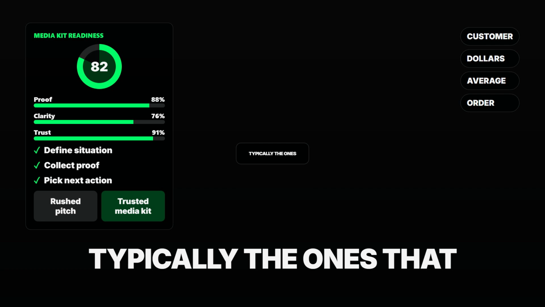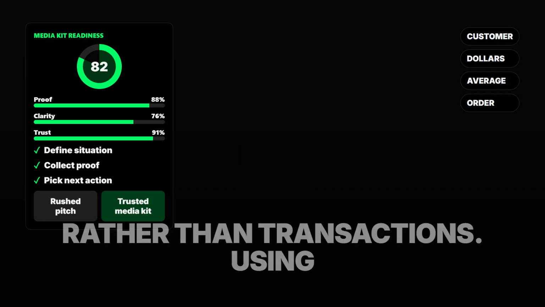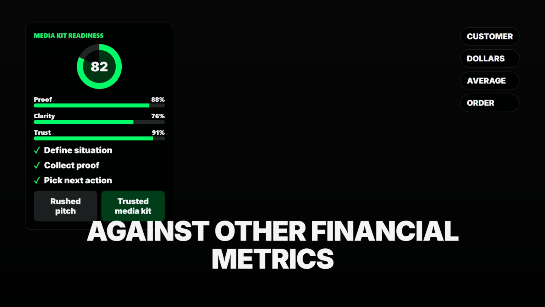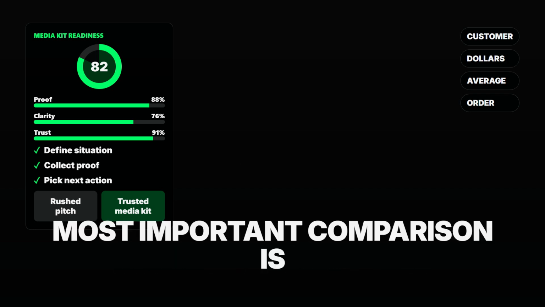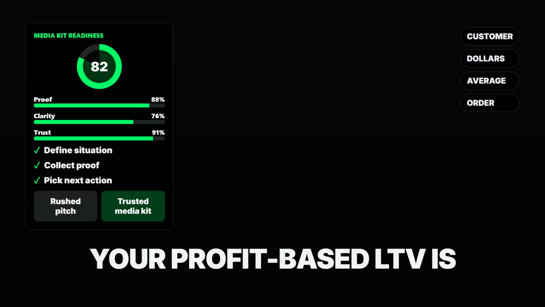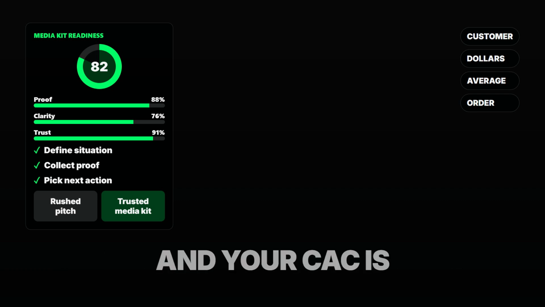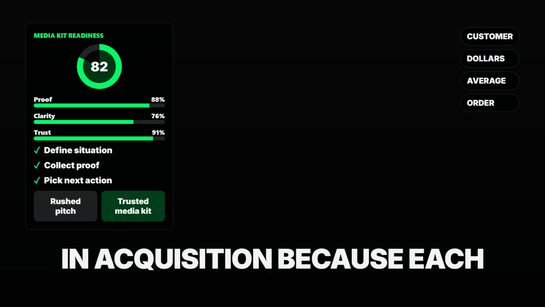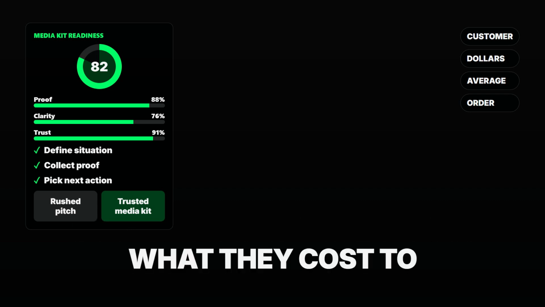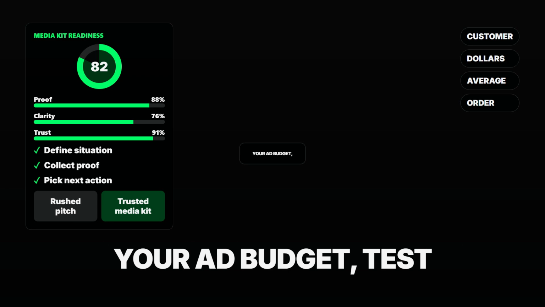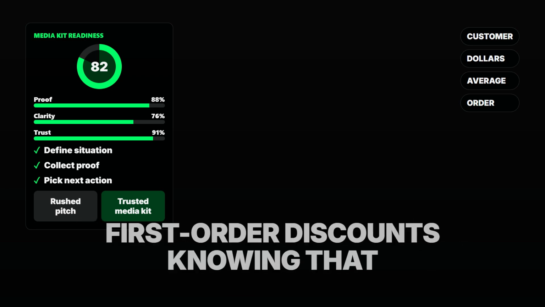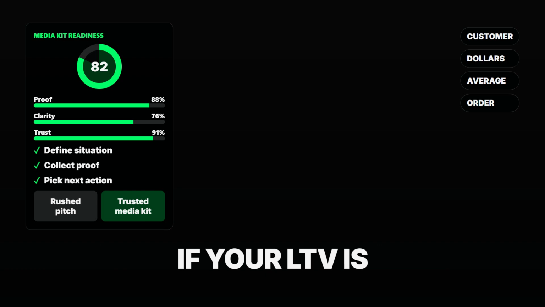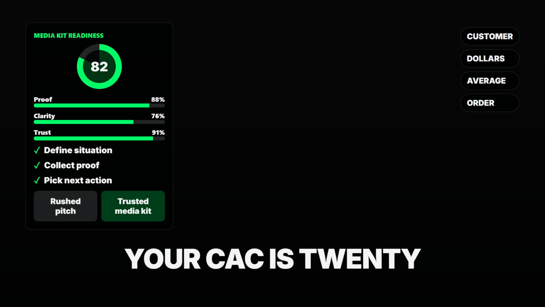Using LTV to make business decisions requires comparing it against other financial metrics in your business. The most important comparison is LTV to CAC. If your profit-based LTV is $120 and your CAC is $15, you can afford to invest more in acquisition because each customer generates 8 times what they cost to acquire. You could increase your ad budget, test higher-cost channels, or offer first-order discounts knowing that the lifetime value justifies the upfront loss. Conversely, if your LTV is only $30 and your CAC is $20, acquiring new customers is barely profitable and you should focus on increasing LTV before spending more on growth.